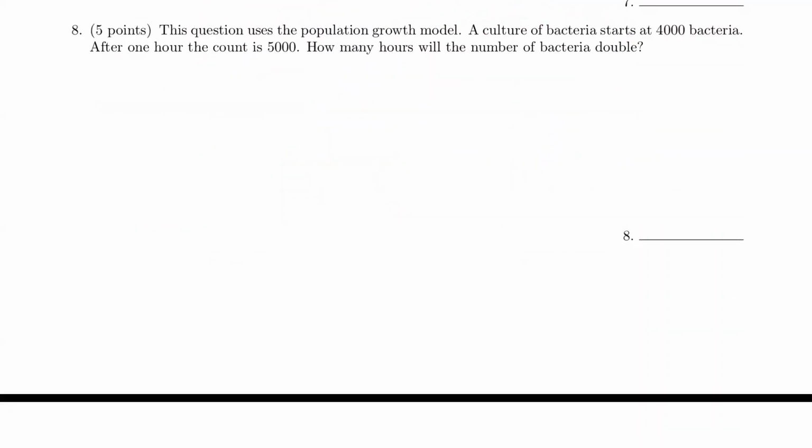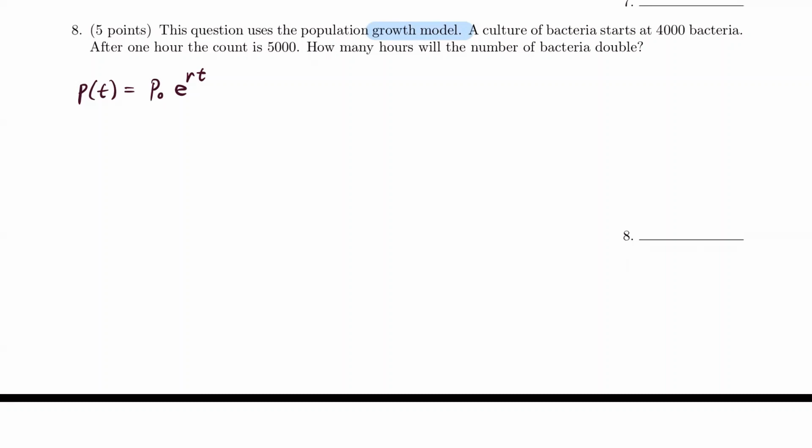Number 8, we're going to solve this exponential growth problem. So we see that we're going to be using the growth model, which is P of t equals P naught e to the rt, where P of t is the amount at any given time t, P naught is the initial amount or the amount you were starting with, r is the rate of growth or decay. It depends on the problem, and t is time.